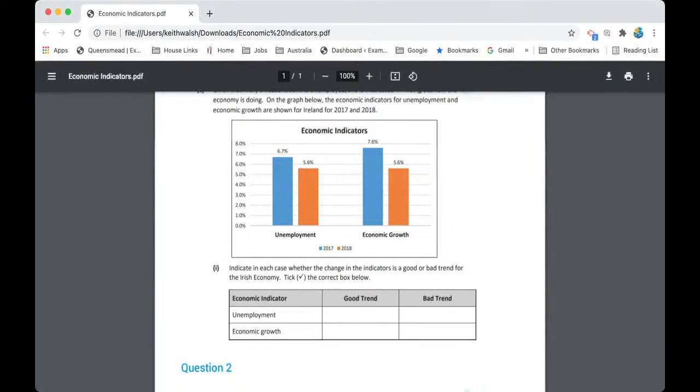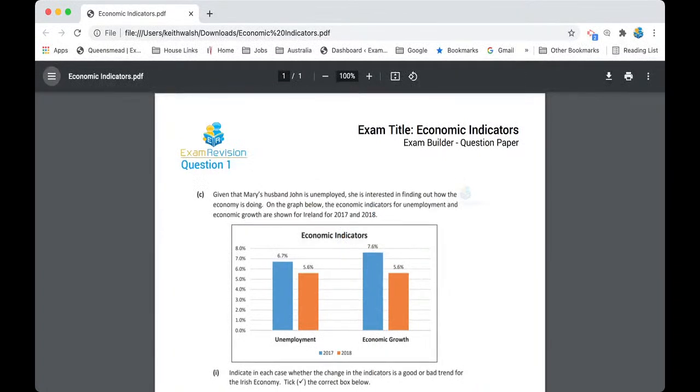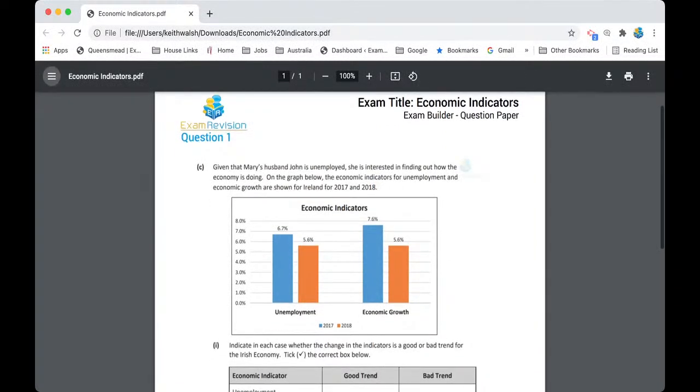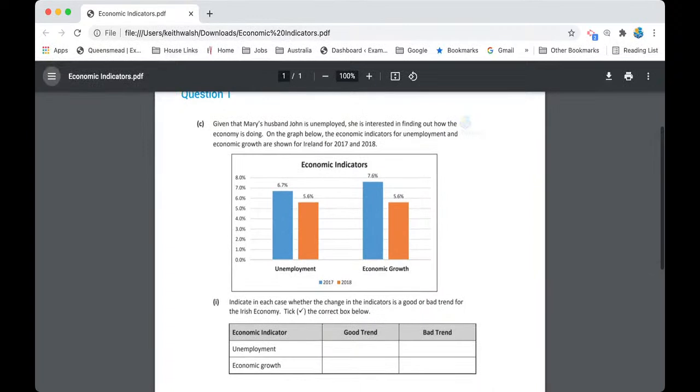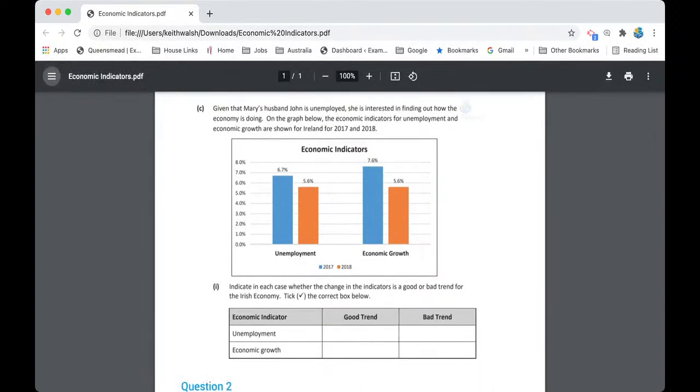Okay, so the question is a continuation of a previous question, and it says that given that Mary's husband John is unemployed, she is interested in finding out how the economy is doing. On the graph below, the economic indicators for unemployment and economic growth are shown for Ireland for 2017 and 2018. So we can see here that the blue bar is 2017 and the orange bar is 2018. And in 2017, unemployment was 6.7%, and in 2018 unemployment was 5.6%.